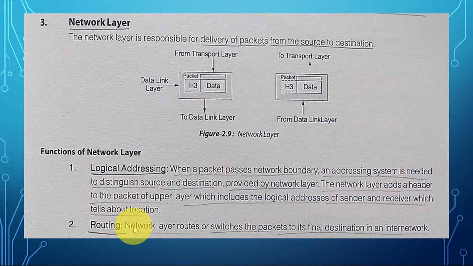And routing is nothing but the network layer routing or switching the packets to their final destination in an internetwork. Packets are nothing but the data divided into a number of groups, which are called packets.